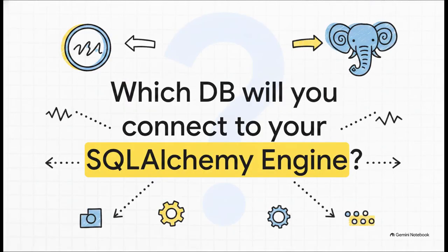So I'm going to leave you with this one thought. As you architect your very next flexible Python API, which database system are you going to connect to your SQLAlchemy engine first? Will you start simple with SQLite or dive right into the deep end with PostgreSQL?